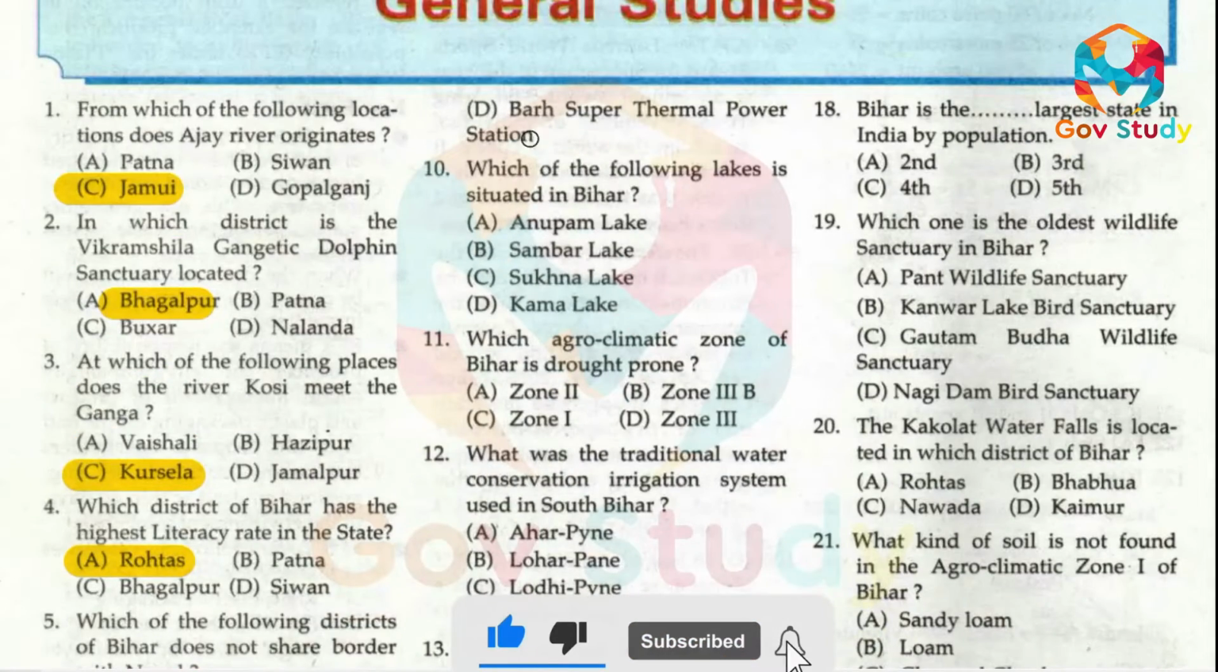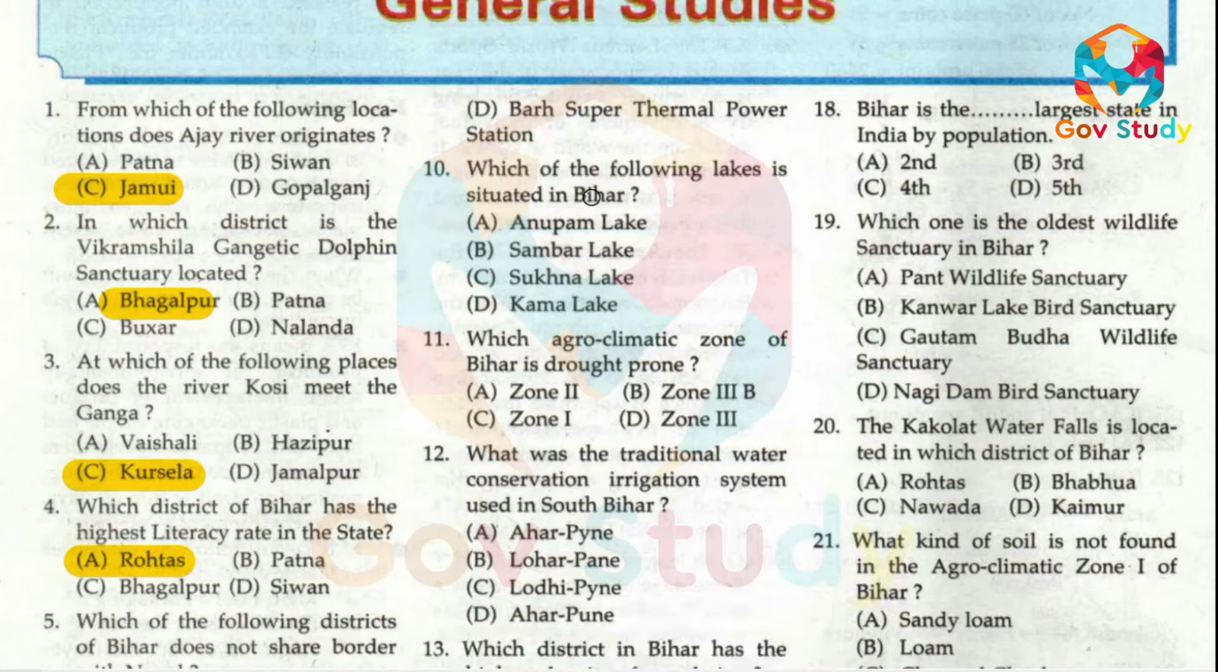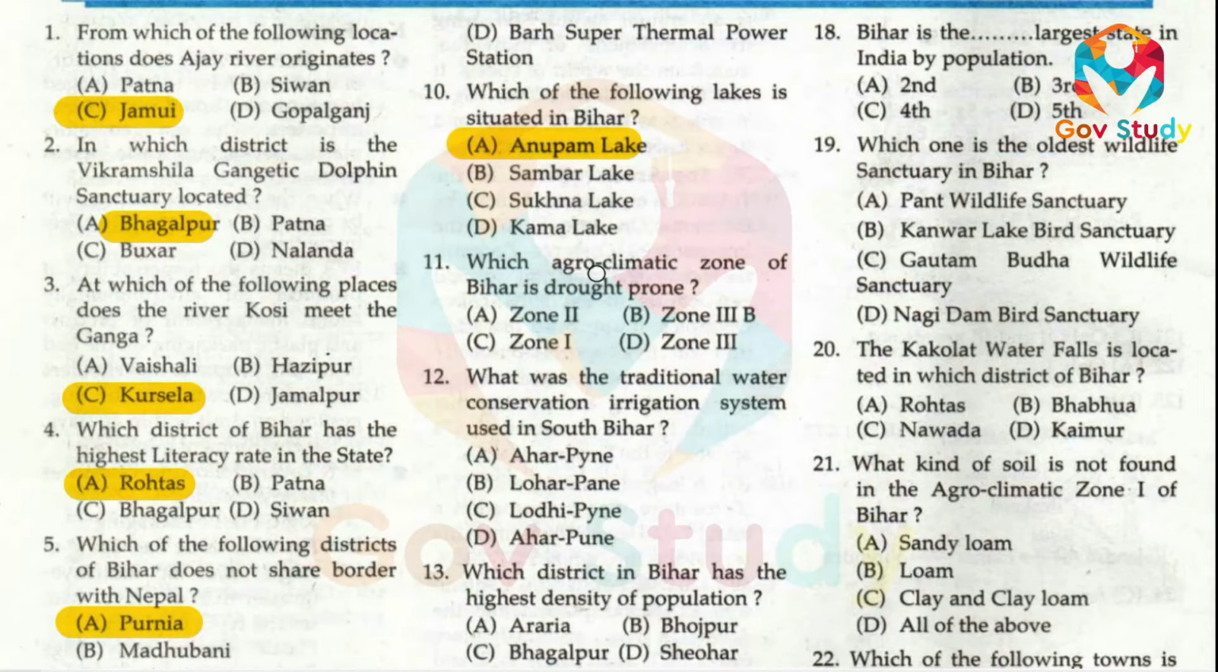Next question. Which of the following lakes is situated in Bihar? Anupam Lake, Sambhar Lake, Sukhna Lake, Kolleru Lake. Correct answer option A, Anupam Lake. Next question, which agroclimatic zone of Bihar is drought prone? Zone 2, Zone 3B, Zone 1, Zone 3. Correct answer is option D, Zone 3.